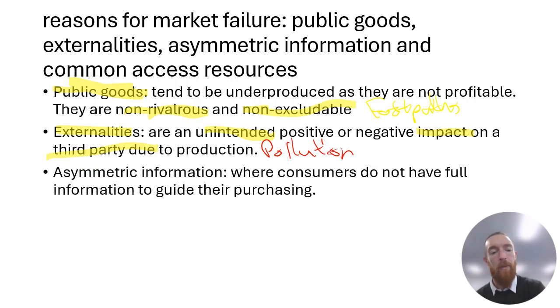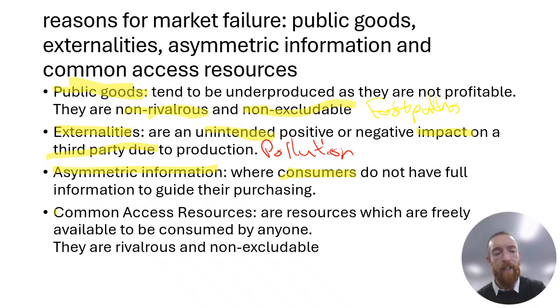We've got asymmetric information where consumers know less about a sale than the seller. For example, secondhand cars, they might sell you a car with faults, but not tell you about them, leading to an overconsumption overall. Then common access resources, very similar to public goods, but these are resources which are freely available to be consumed by anyone. They are rivalrous, so if someone consumes it, it no longer exists. And then non-excludable, which means without any laws, anyone can consume those resources.